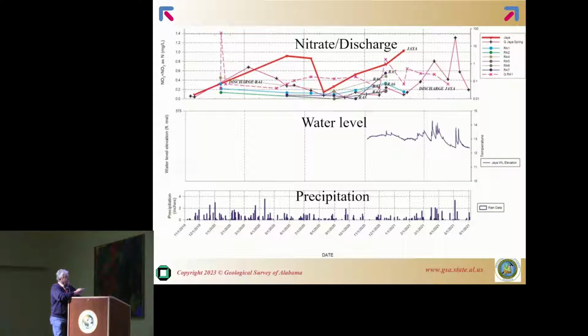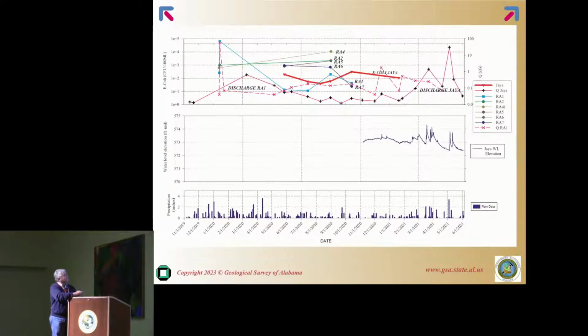In this graph, you can see the red line is the concentration of nitrate in Yaya Spring. That buffer zone, which I mentioned, has no effect on the concentration of nitrate. All the other lines represent the concentration of nitrate in RA1 to RA7. The middle graph, this time I changed the scale, and this is how the water level elevation in Yaya Spring looks, and definitely it correlates with the amount of rain.